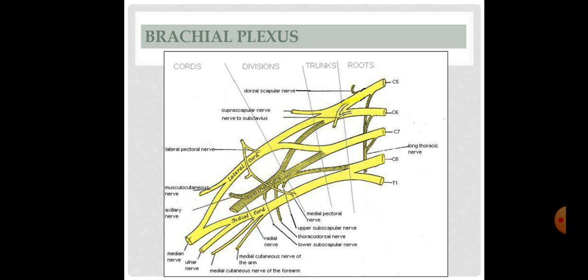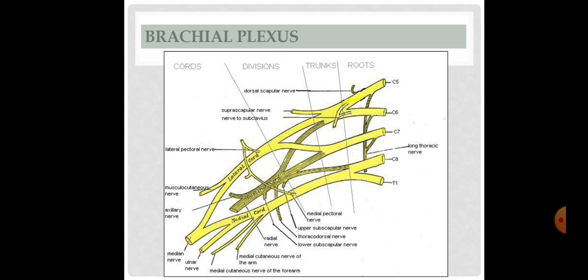And the last one, cords. There is a question why the lateral cord is called lateral and the posterior cord is called posterior. They are named so because of their relation to the axillary artery. Based upon this relation the cords are termed accordingly: the posterior cord lies posterior to the axillary artery, the lateral cord lies lateral, and the medial cord lies medial to the axillary artery.